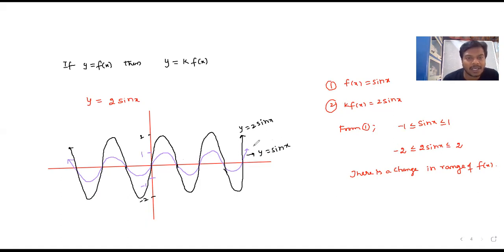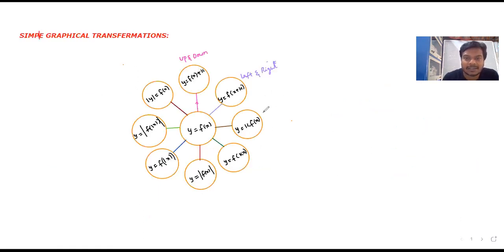and this one is y equal to sin x. Okay, suppose you have 1 by 2 of sin x, then what happens? Range changes to -1 by 2 to 1 by 2, remember. So that from these graphs here I can write change in range. Okay, when you multiply with constant, then there is a change in the range.